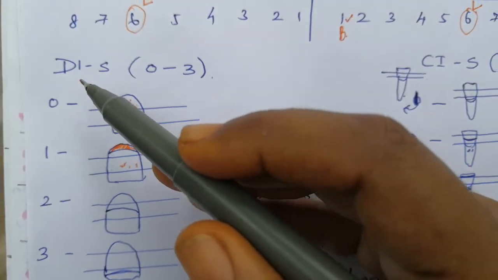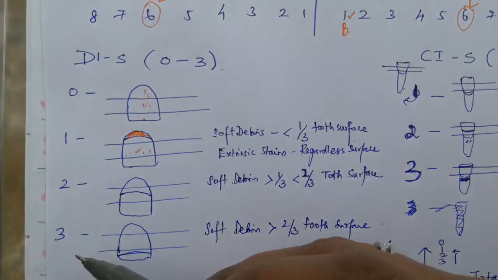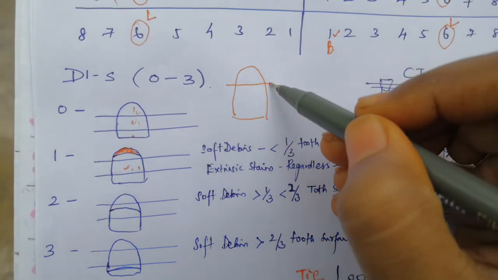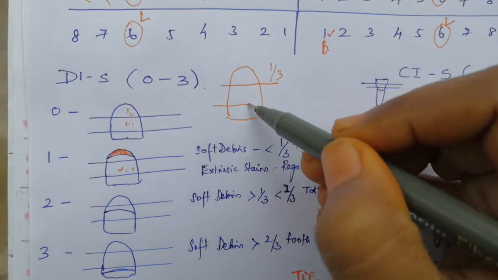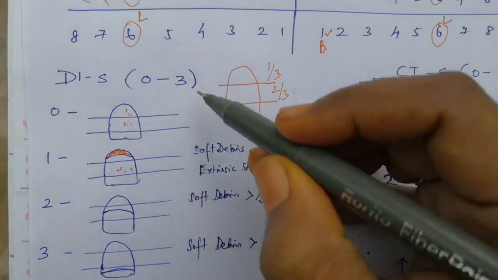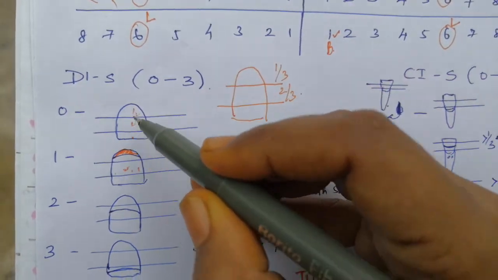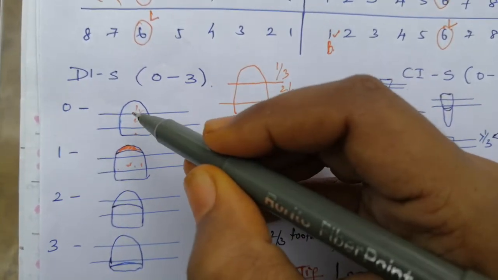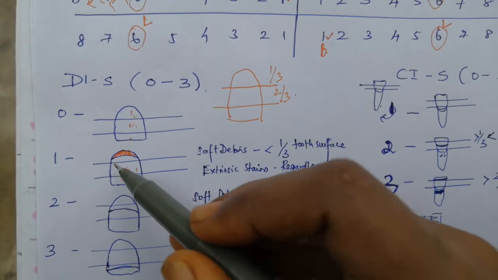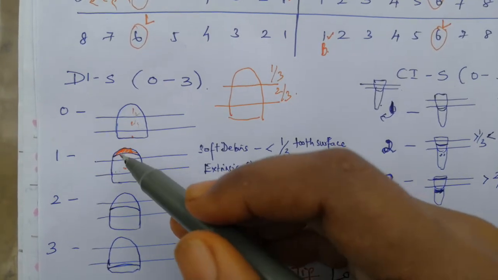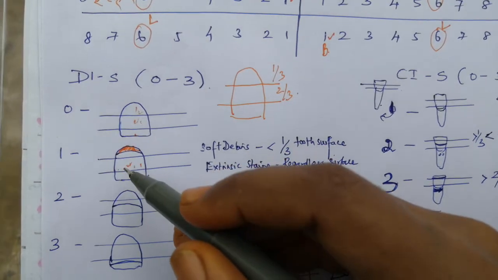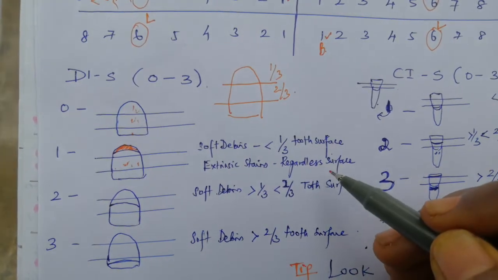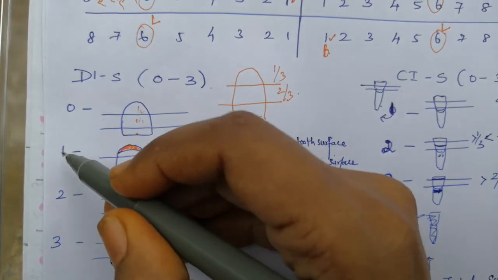The debris index has scoring from 0 to 3. For that, we have to divide the crown structure into upper 1/3 and 2/3. When there is no debris, then you score it as 0. No extensive stains, 0. If there are any extensive stains, irrespective of extent, whether in 1/3, 2/3 or the full crown, regardless of the surface involved, then you can give 1 score.